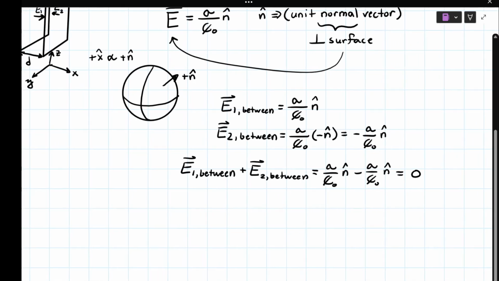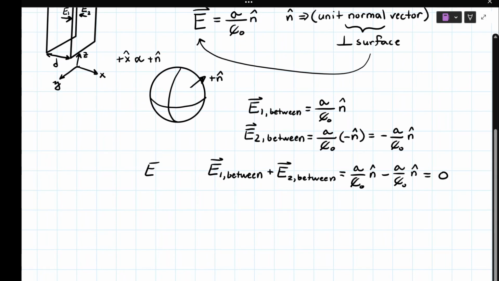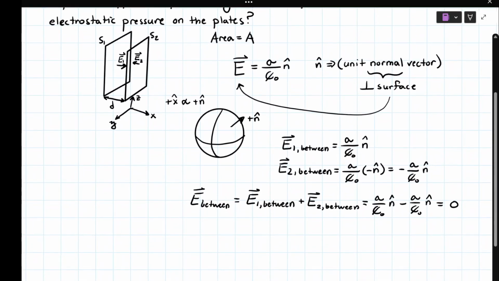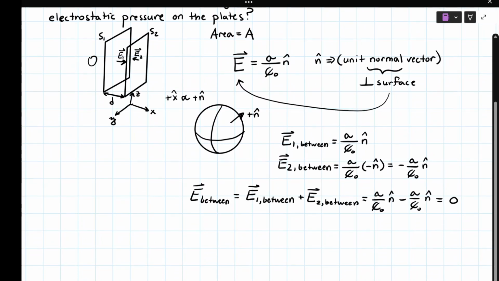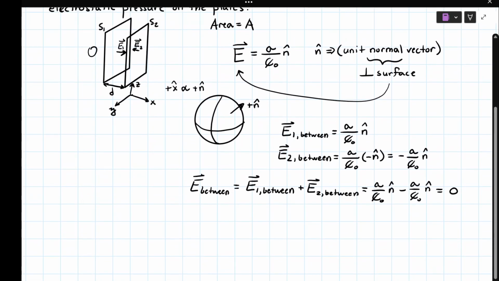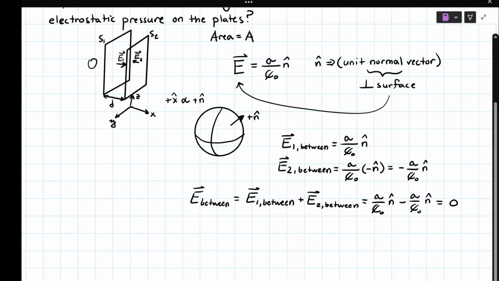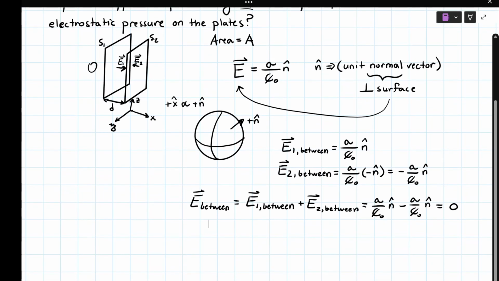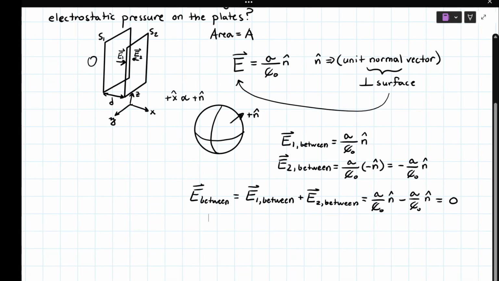Okay, so the electric field between is going to be 0. And now we want to do the outside. So let's start with the left here, outside S1. The electric field from S2 is not going to affect it because it's not going to be able to pass through the conducting surface of S1, so we don't need to worry about it on that side.